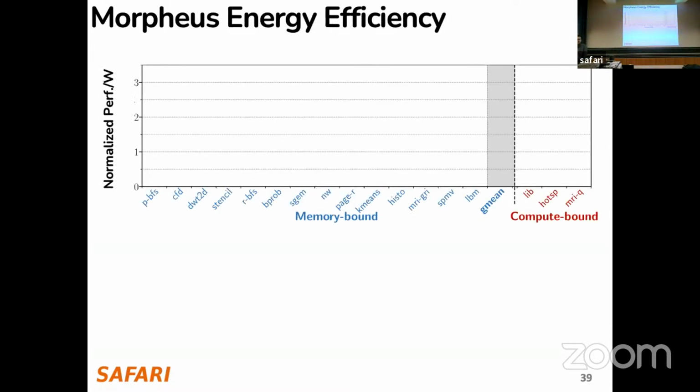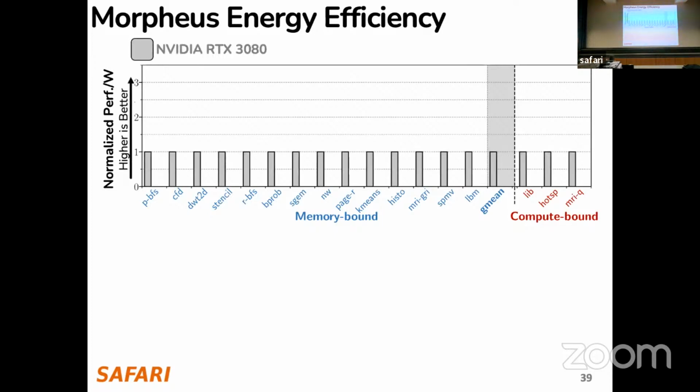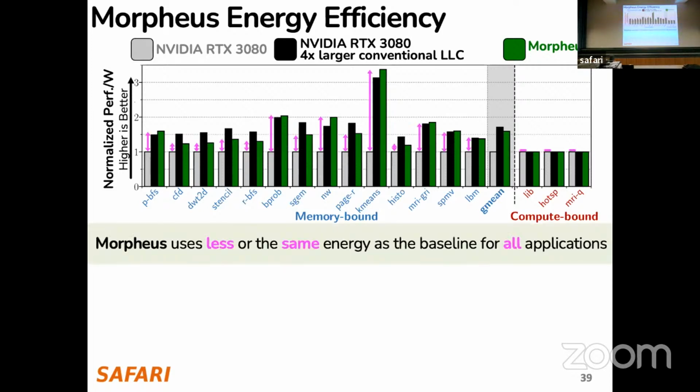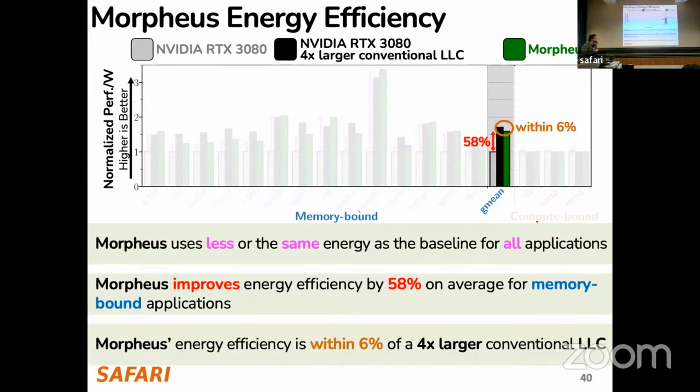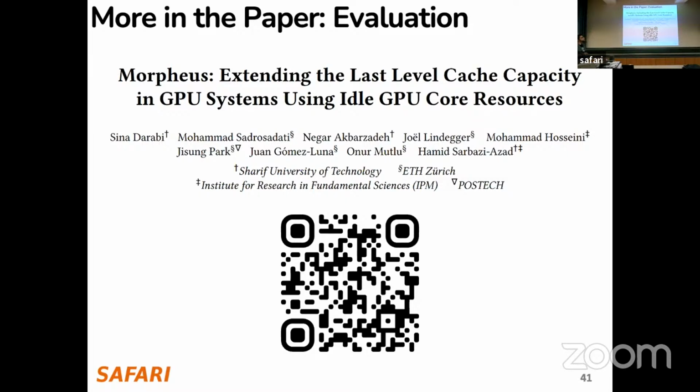We do a similar evaluation for energy efficiency. So performance per watt on the y-axis, higher is better. We take the same baselines and Morpheus. And we again see, okay, Morpheus is always more energy efficient, or at least the same energy efficiency as the baseline for all applications. And then on average, Morpheus improves energy efficiency by 58% for memory-bound applications. And finally, Morpheus, again, is very close to this much more expensive conventional LLC. And by the way, when we plot this energy efficiency here, we didn't even consider the extra energy cost of this larger cache. So we assumed we get a 4x larger conventional LLC for free, and we're still within 6% with Morpheus.